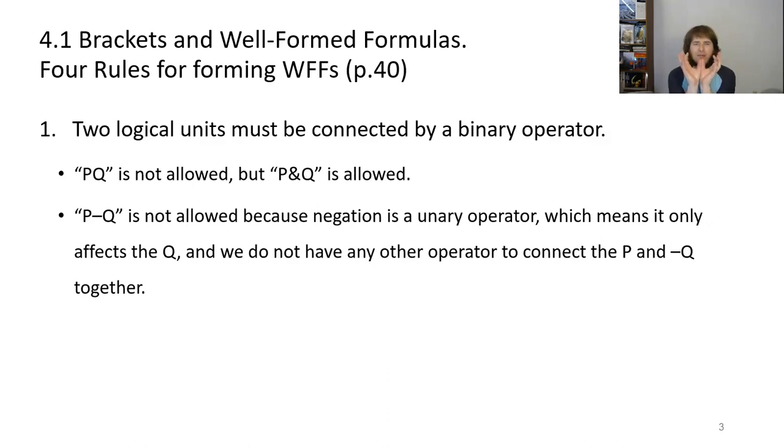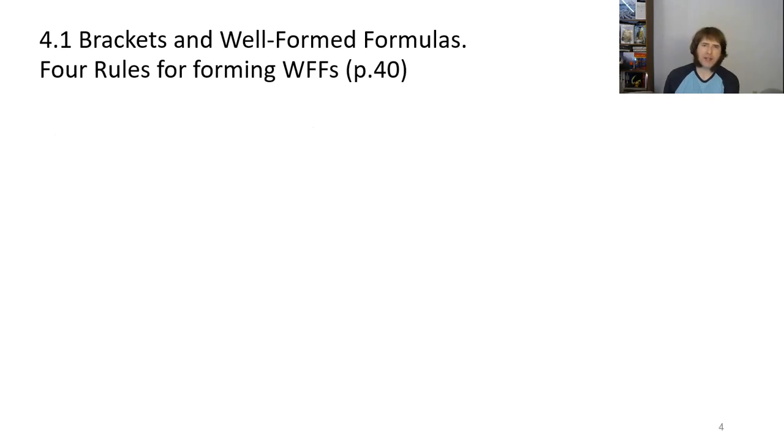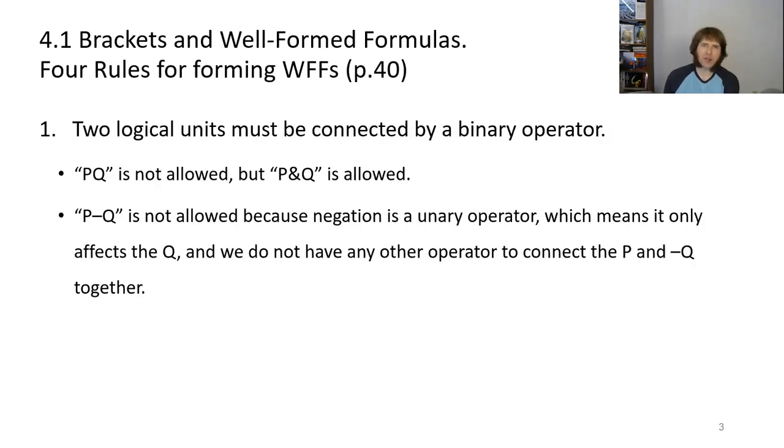If you have 2 logical units, and logical units can just be simple statements, there has to be something that goes in the middle. There has to be an operator that connects them. Otherwise, they have to appear on different lines. You can't have them in a string. So that's the first rule. If you have 2 logical units, they must be connected by a binary operator.